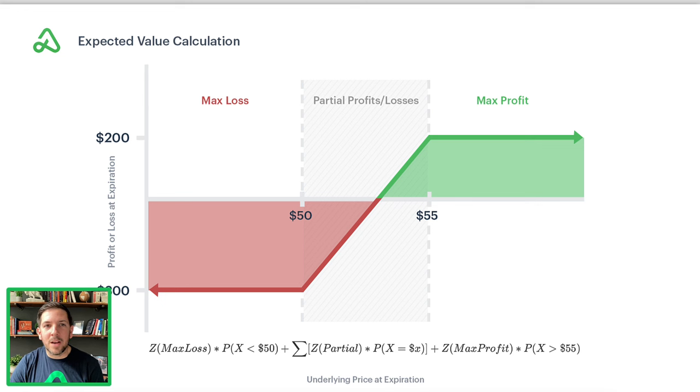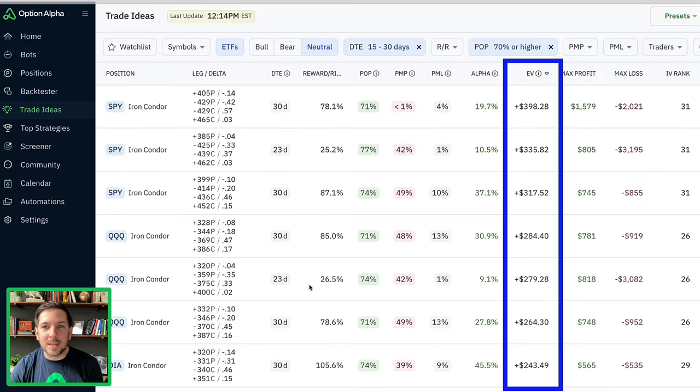So inside of Option Alpha, remember, we calculate expected value very differently than everybody else. We're not just taking the max loss and the max profit and the probability of those, we're also taking that partial profit, partial loss zone in there, and calculating basically every single partial profit and partial loss along this spread or slope that you see here in between strategies. What that does is that allows us to publish and show you what the expected value is for every potential trade idea or trade type that you're looking at.